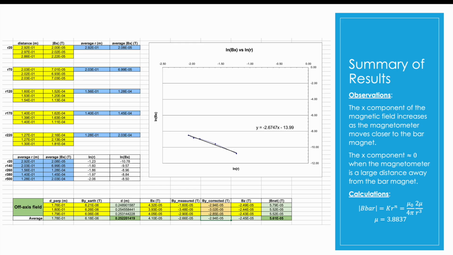So these were our results. Everything that I said in the last 2 slides was recorded into this Excel sheet. And our observations that were made were that the x component of the magnetic field increases as the magnetometer moves closer to the bar magnet. The x component equals about 0 when the magnetometer is a large distance away from the bar magnet. And then the calculations were that the absolute value, or the magnitude, of the magnetic field of the bar equals K times r to the n equals mu naught over 4 pi times 2 mu over r to the third, and we calculated that mu equals 3.8837.